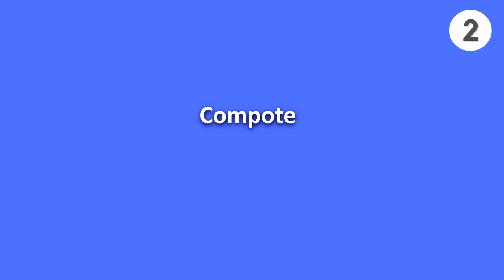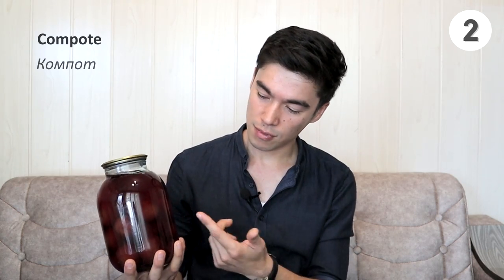Kompot. Kompot is a Russian word and it's a very popular drink here in Tajikistan. It's homemade. Here, this one is a kompot made by my mom. It's actually quite simple. Just add some fruits, boiled water and sugar. That's it. So, it's sweet.